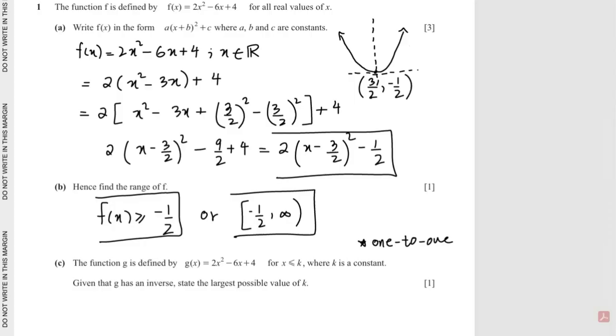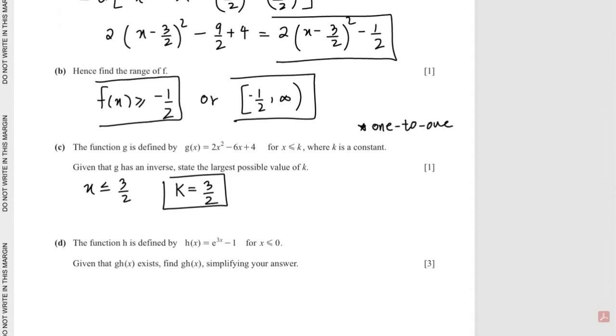So this time, since they are asking for the largest value, whether they ask for the largest possibility or the smallest possibility, in both cases, your answer should be the x-coordinate of the turning point. So I can say that x should be below 3 over 2. So the largest value k can have is 3 over 2. You can also write it as 1 and 1 over 2. Part D.